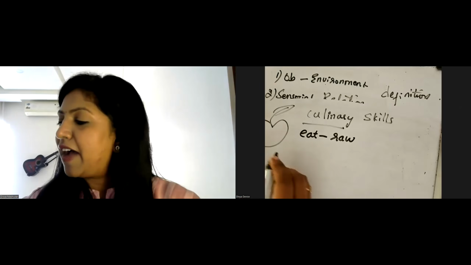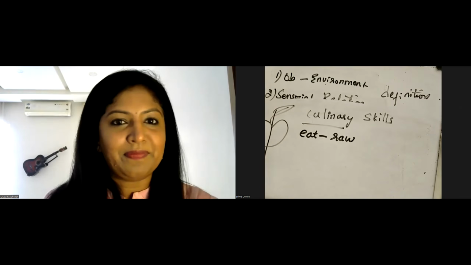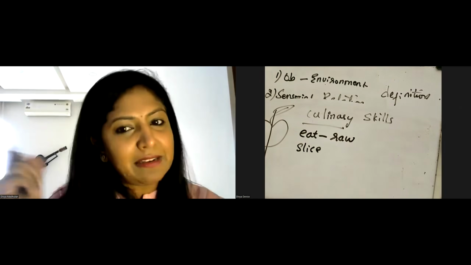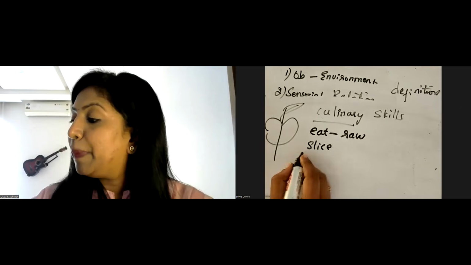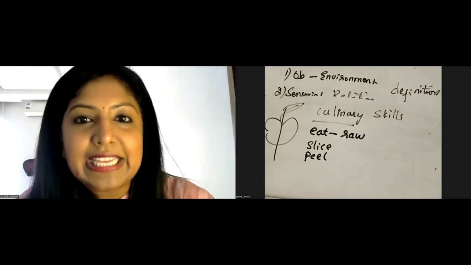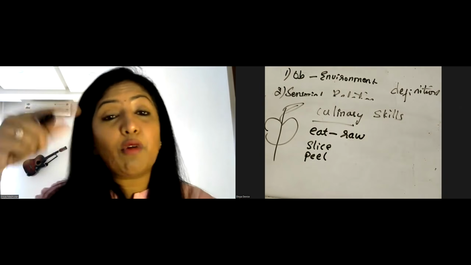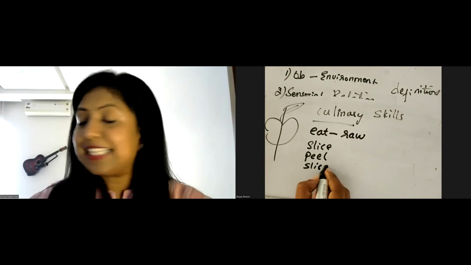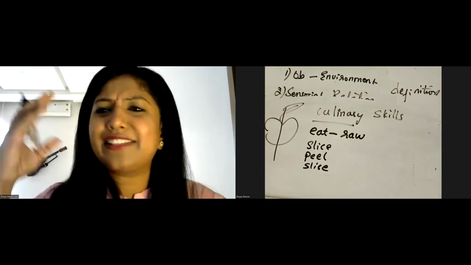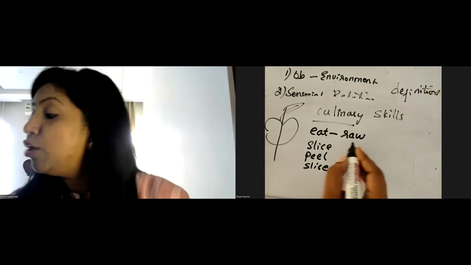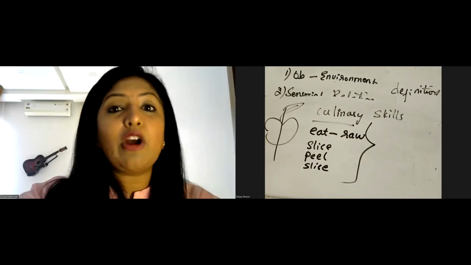Second thing, what if I slice it down? Slicing can also be a skill. What if I want to peel the skin of it? Peeling is also a skill. What if I want to use them in my salad? Can I also slice it? Yes. Now, where all can I use these?